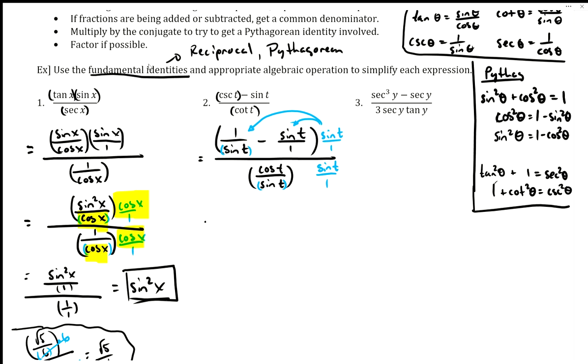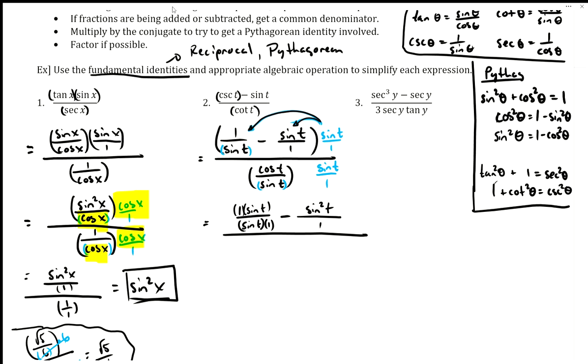Okay, so let's break this down. So big fraction bar. In my numerator, when the sine of t multiplies this fraction, notice we would have 1 times sine of t, and then over sine of t times 1. Again, we don't really need to show those 1's. I just wanted to on this problem. And then minus, now the second part, when it multiplies this, sine of t times sine of t is sine squared of t. And then 1 times 1 is still 1.